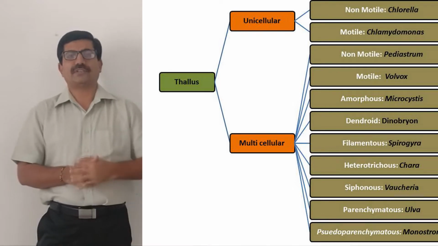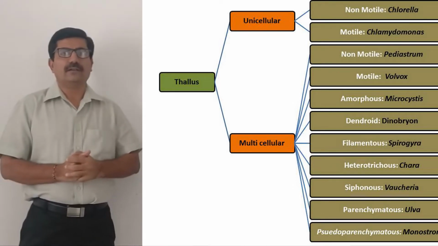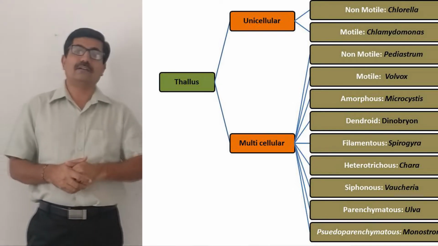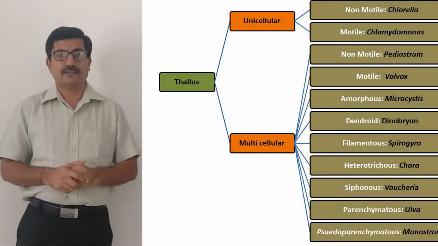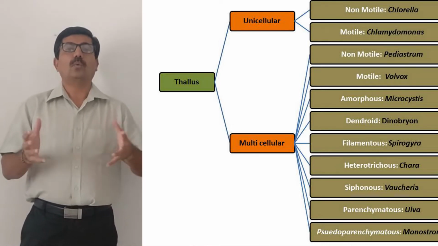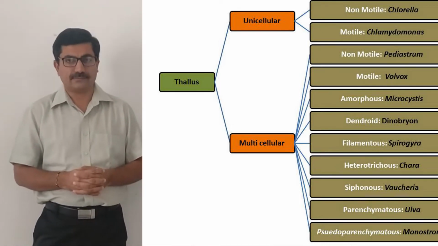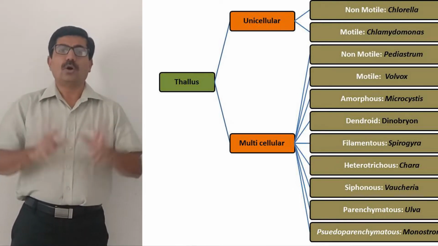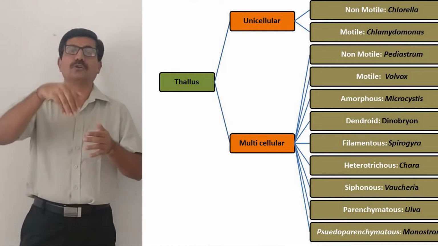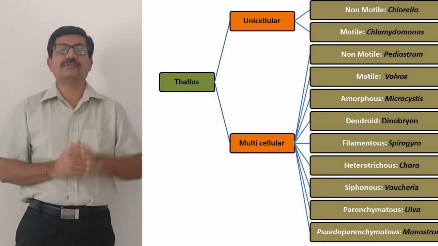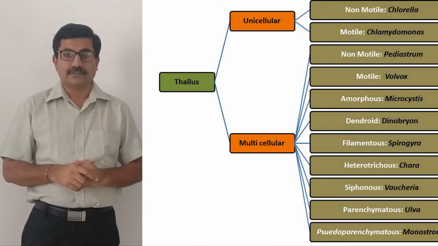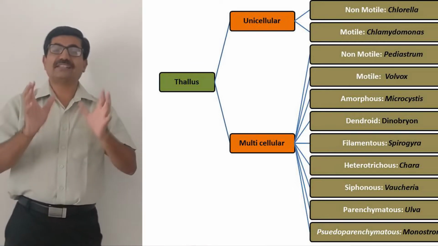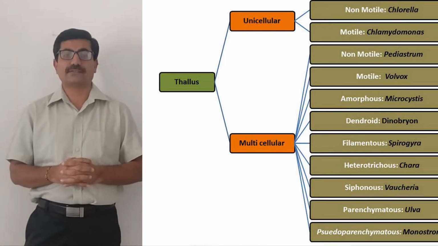So today we start our topic, types of thallus structure in algae. Before we start the types of thallus, first we need to know the meaning of thallus. In simple terms, the plant body without root, stem and leaves is known as a thallus. That means in the plant body, root, stem and leaves are absent. So that is a simple definition of thallus.